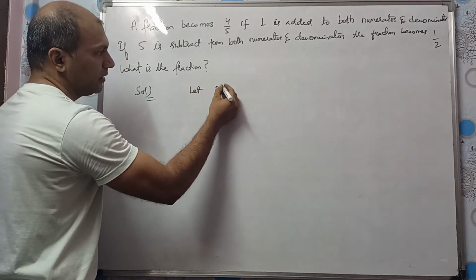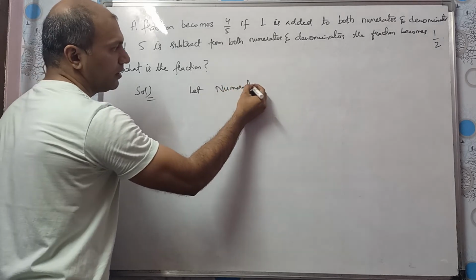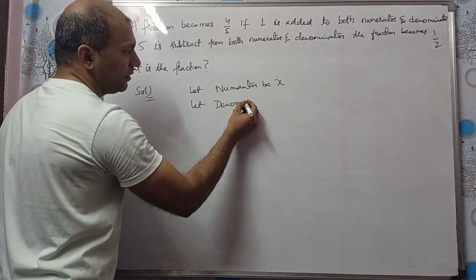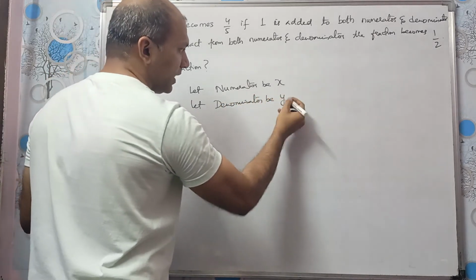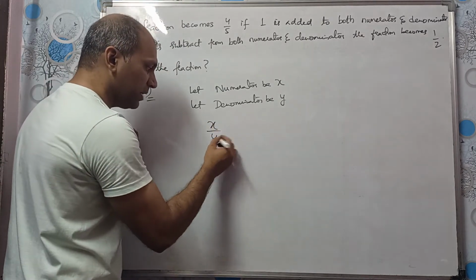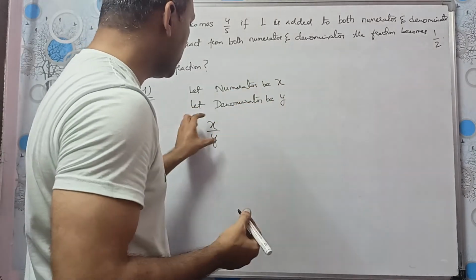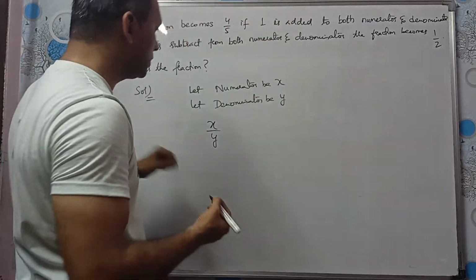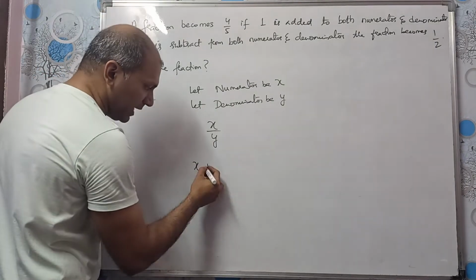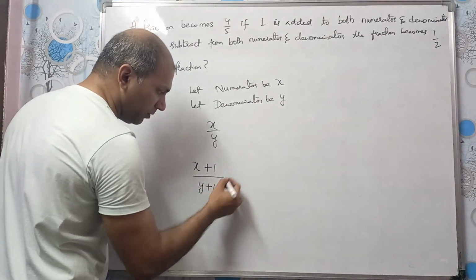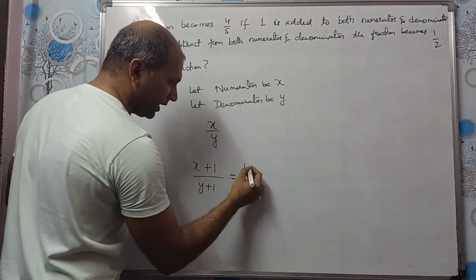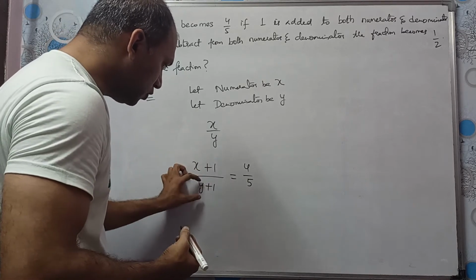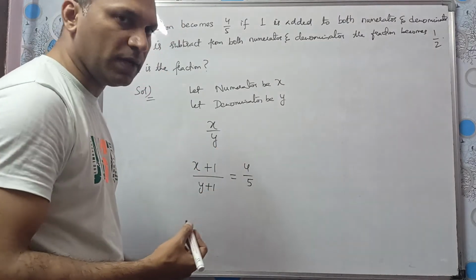So let numerator be x, let denominator be y. So the fraction will be x by y, isn't it? Numerator and denominator. If 1 is added to both numerator and denominator, so if we add 1 to numerator and 1 to denominator, this becomes what? 4 by 5. So from here we'll have one equation, right? So if 1 is added to both numerator and denominator, the fraction will become 4 by 5.